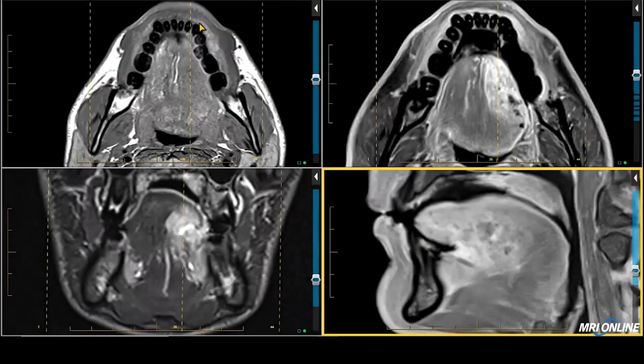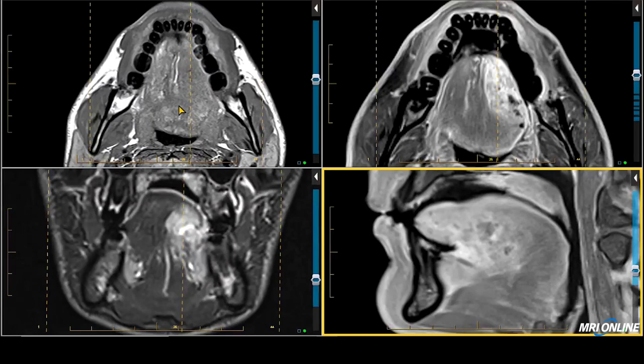So firstly, I have axial sequences, pre-contrast T1 without fat suppression, post-contrast T1 with fat suppression, coronal T2 weighted imaging with fat suppression, and sagittal post-contrast T1 weighted imaging with fat suppression. The malignancy is identified here. It is involving the lateral margin of the tongue.